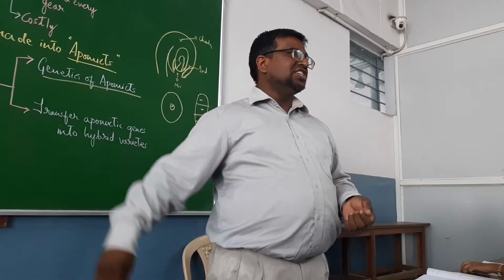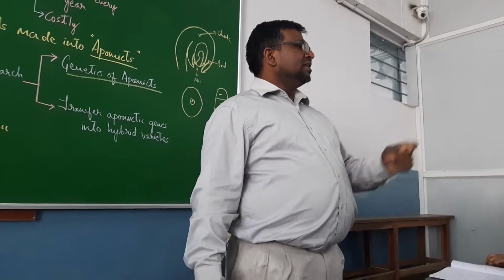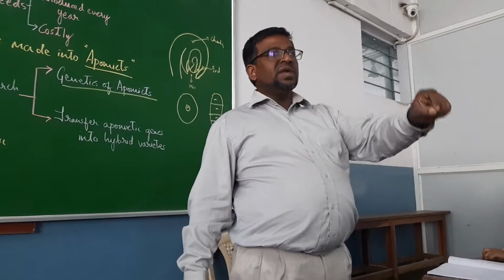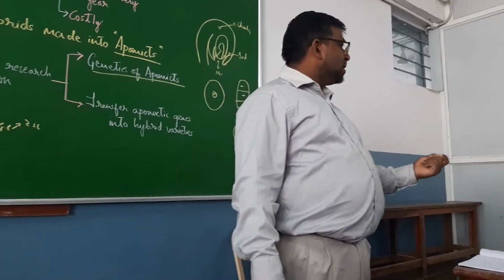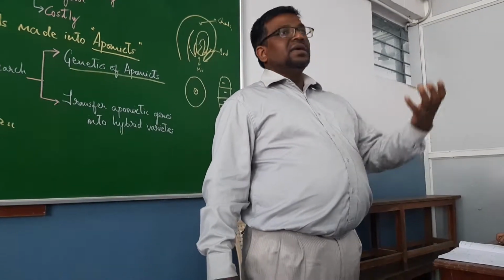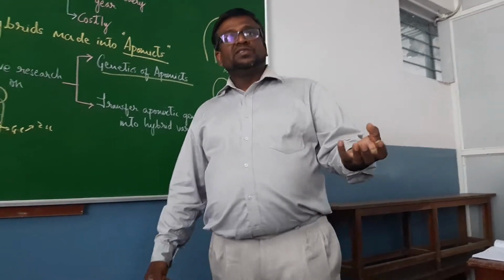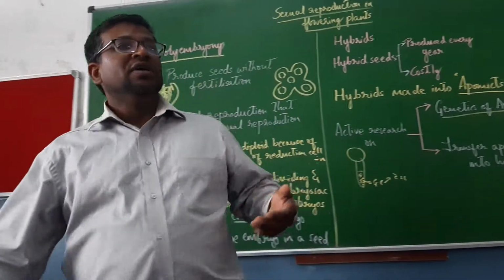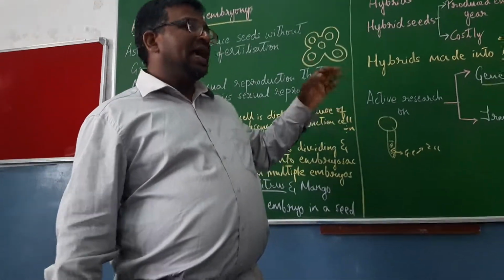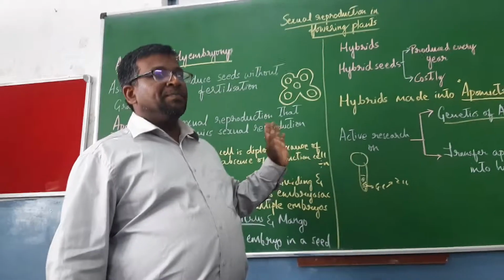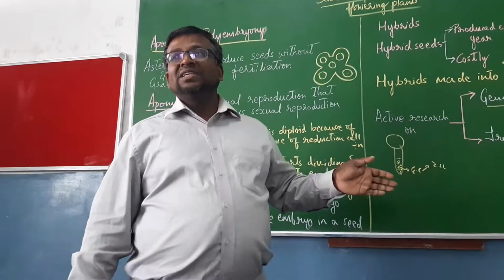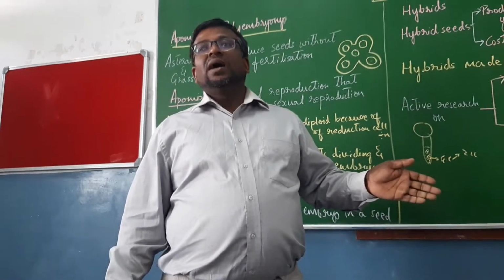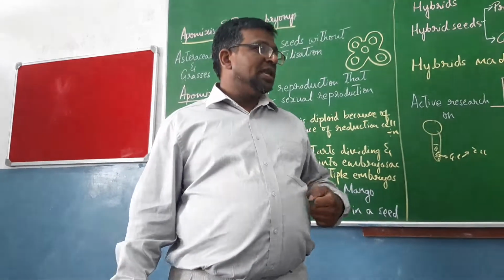Post fertilization, what are the changes? The zygote develops to form the embryo. The primary endosperm nucleus develops to form the endosperm. Okay, so that is what we had discussed. Then we also discussed the formation of a dicot embryo and a monocot embryo in the previous class. And in today's class we completed apomixis and polyembryony.